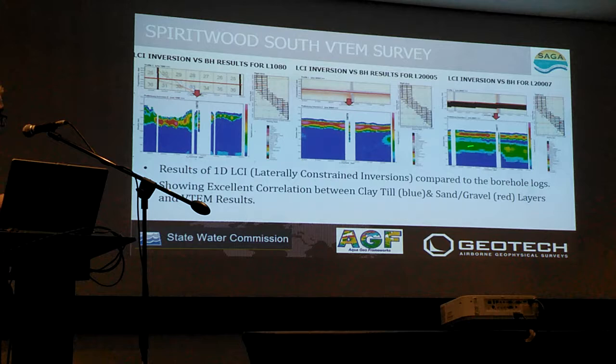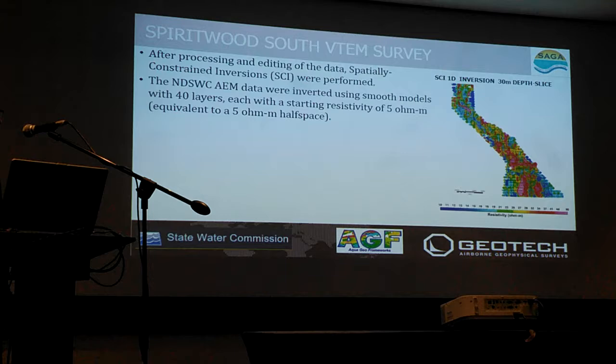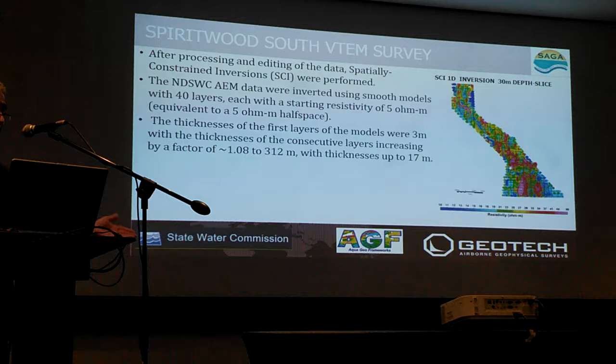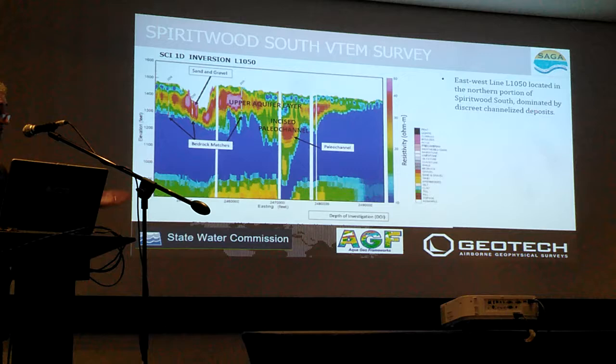This is after processing and editing, we perform spatial inversions. And we inverted them with 40 layers, and they all started at 5 ohm, so it's equivalent to a 5 ohm half space. We increased the thickness layers logarithmically, and we set spatial references. This is all stuff that Ted would understand, and it gave what he felt was a both reasonable and constrained result. These are an example on the north end.